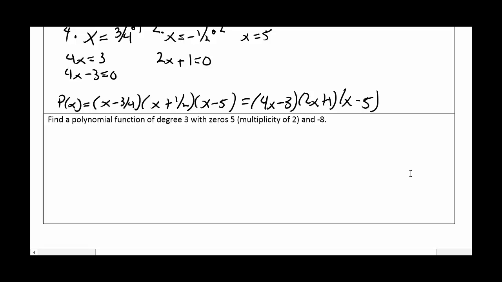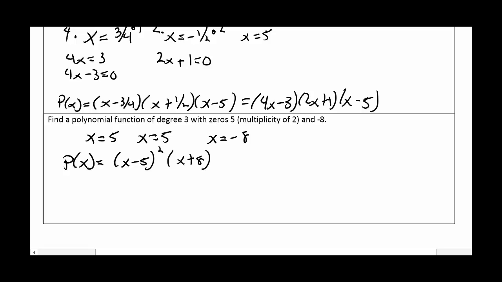All right, and the last case, again, go back to the little multiplicity adventure there. It says we've got a polynomial of degree 3 with zeros 5 and -8, and 5 happens to have a multiplicity of 2. Okay, so technically that means 5 shows up twice. So in our polynomial, we have x minus 5 squared times x plus 8.